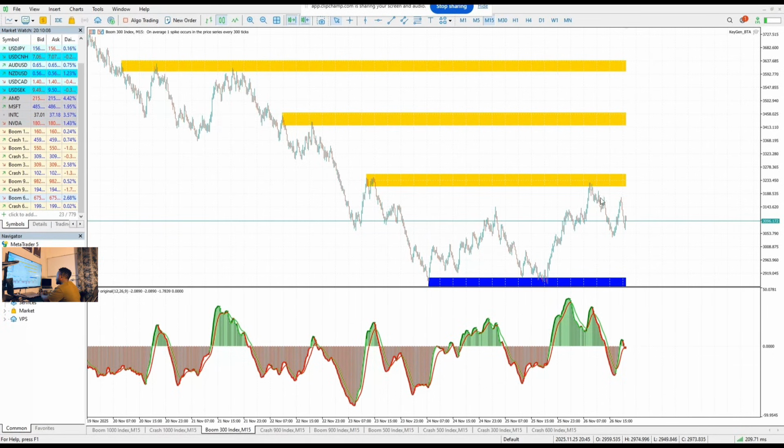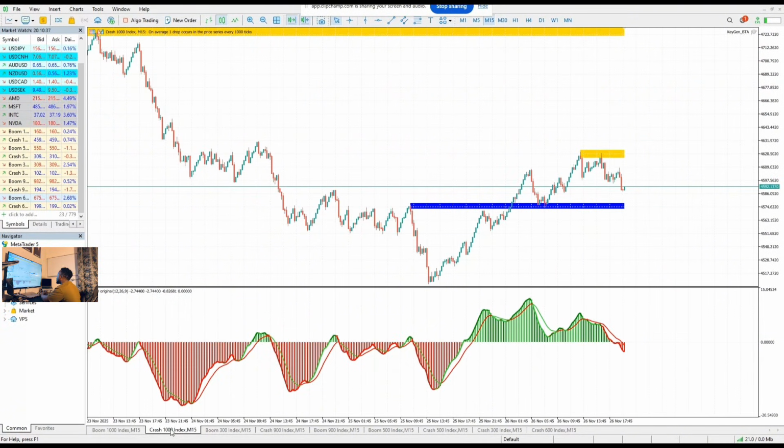Okay, there's another sell trade that occurred on Boom 300. First we had price in our yellow zone, and then we started to see some touches between the green and the red line while it's above zero, and you can see that price started to push down. Almost always price is going to respect our indicator.